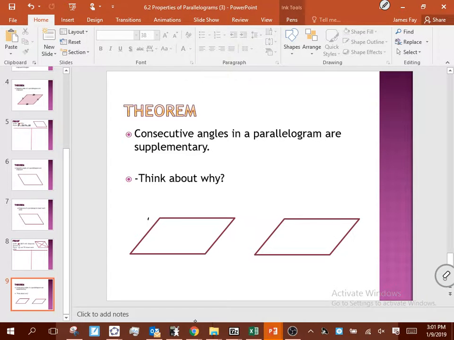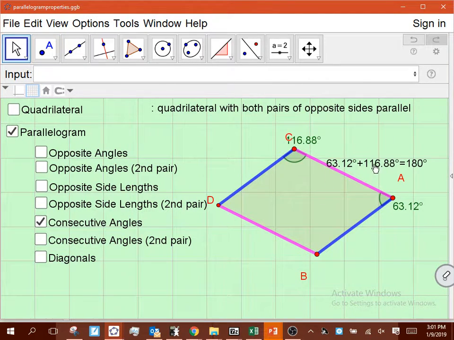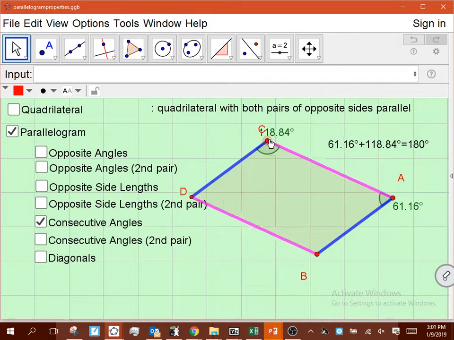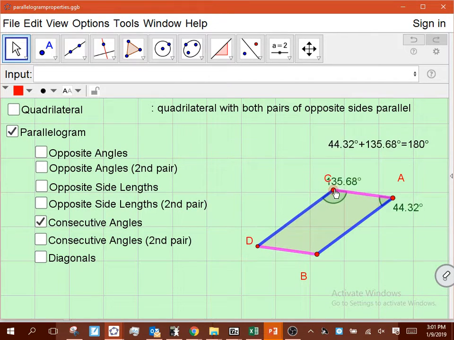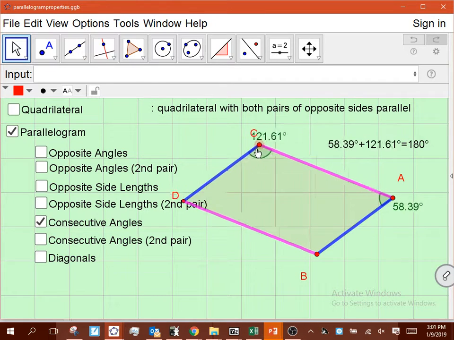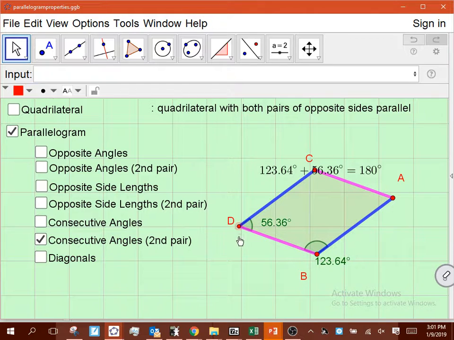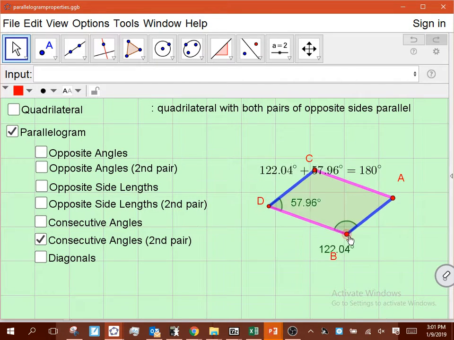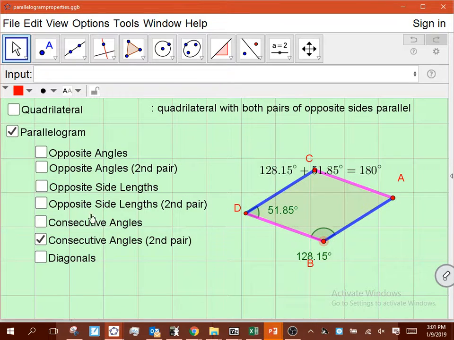Okay, so consecutive angles in a parallelogram, and here's just one set of them. As I move those around, obviously you see the numerical values of those angles, their measurements, changing, right? But does the sum of 180 ever change? Nope. I can do the same thing for this set. Move those around. The two individual parts change, but the sum never changes from 180. Okay?